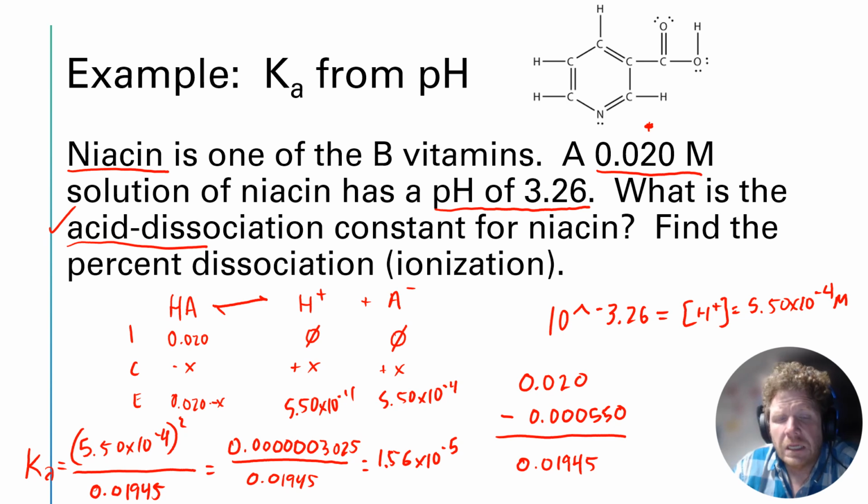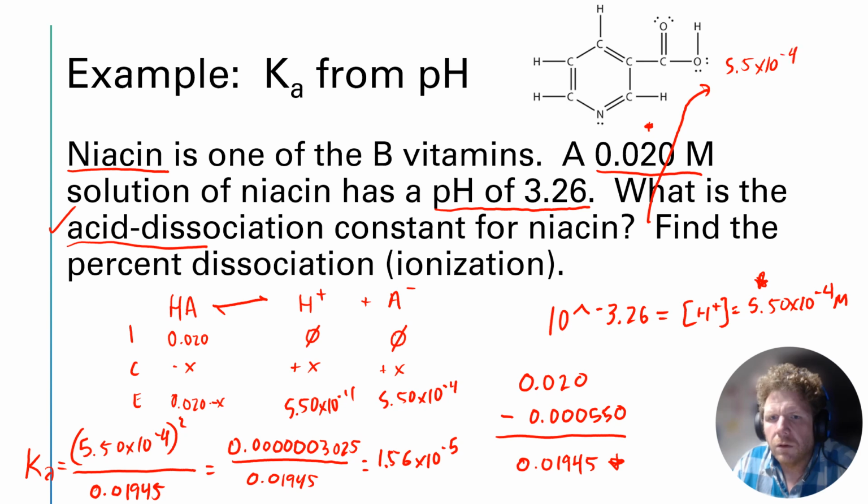Now find the percent dissociation, percent ionization. Okay, so for the percent ionization, what I need to do is take into consideration the hydrogen ion concentration and my initial HA concentration. So for the second part of the problem, I'm sorry I'm all over the place on this, but I'm going to say this is going to be 5.5 times 10 to the negative fourth divided by 0.02.